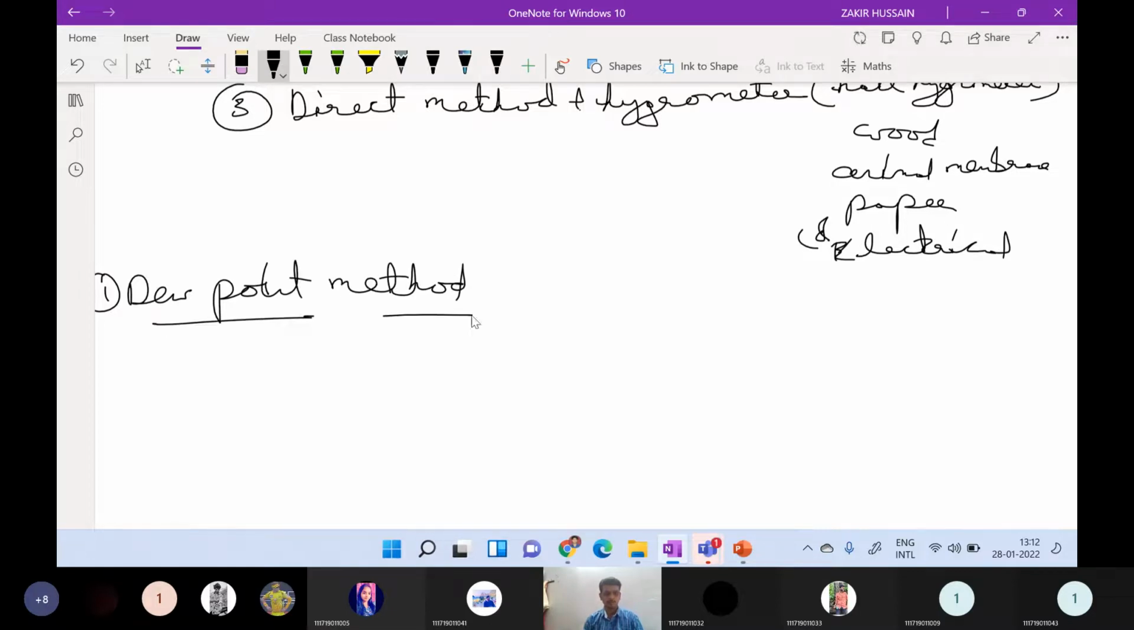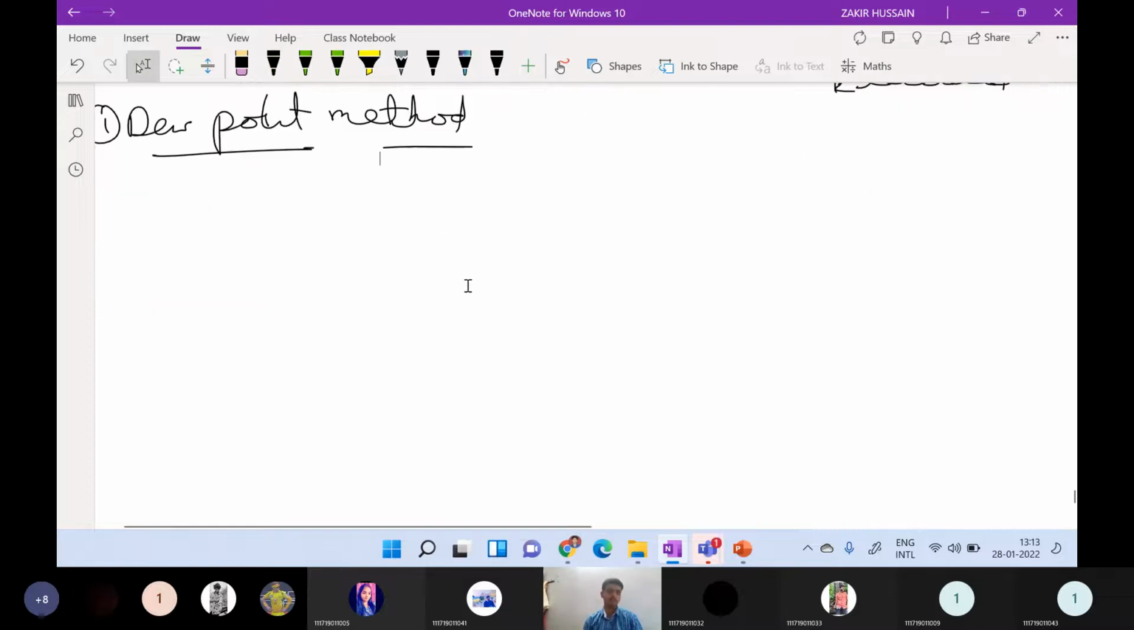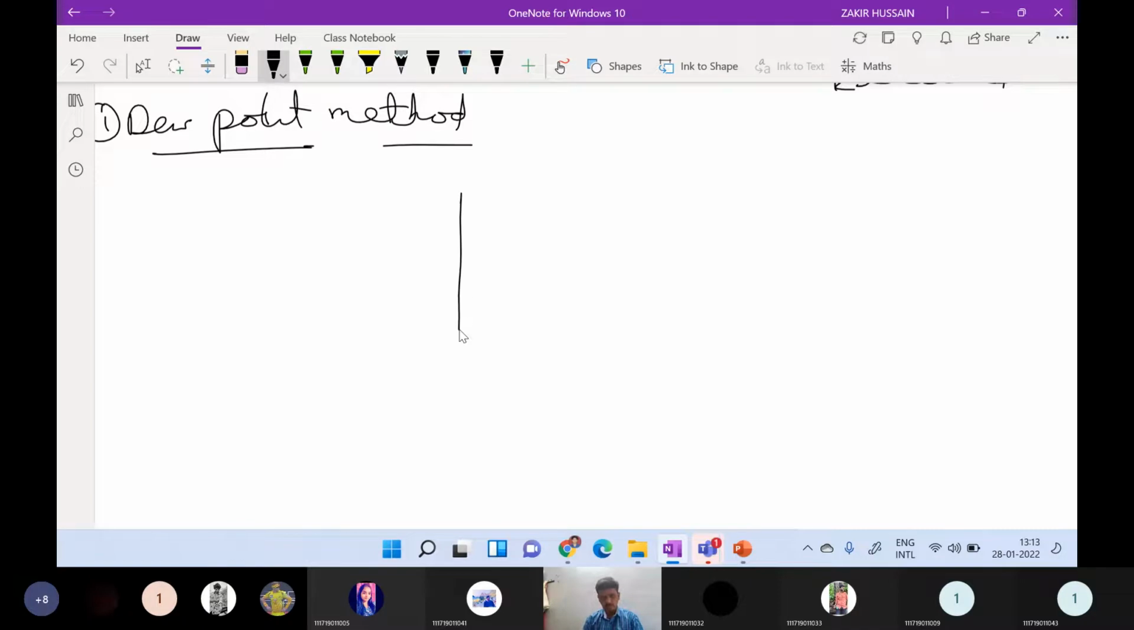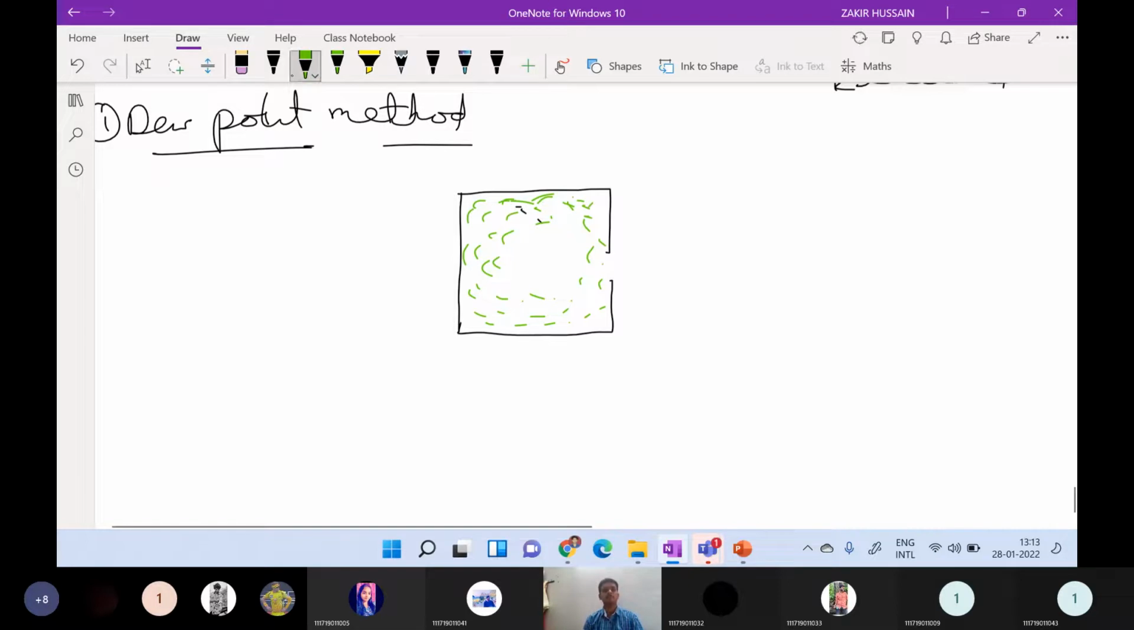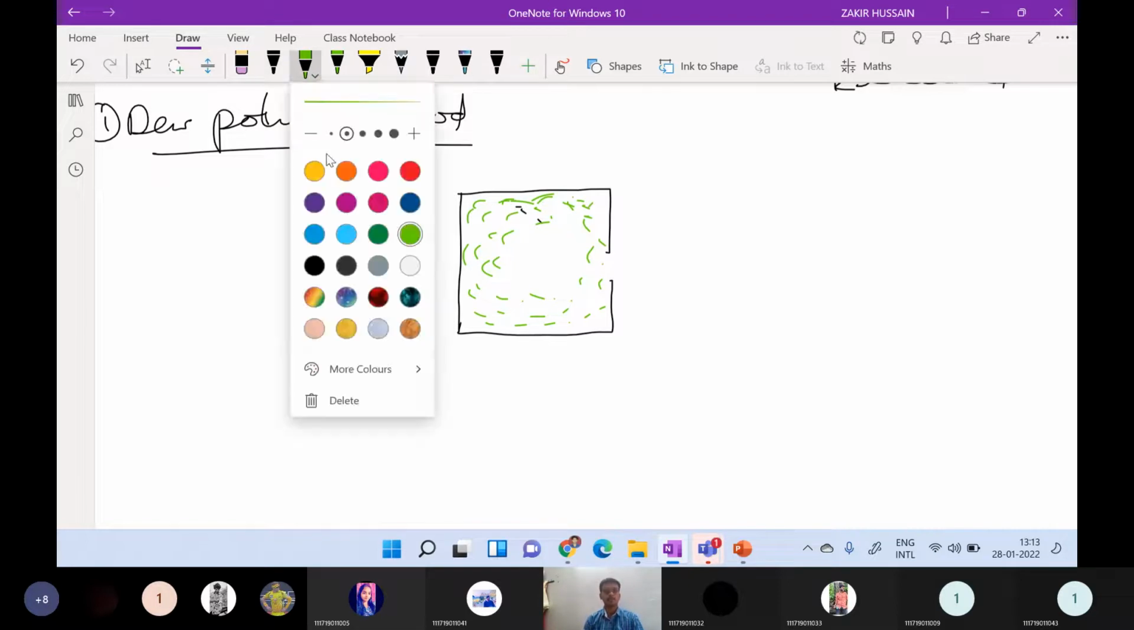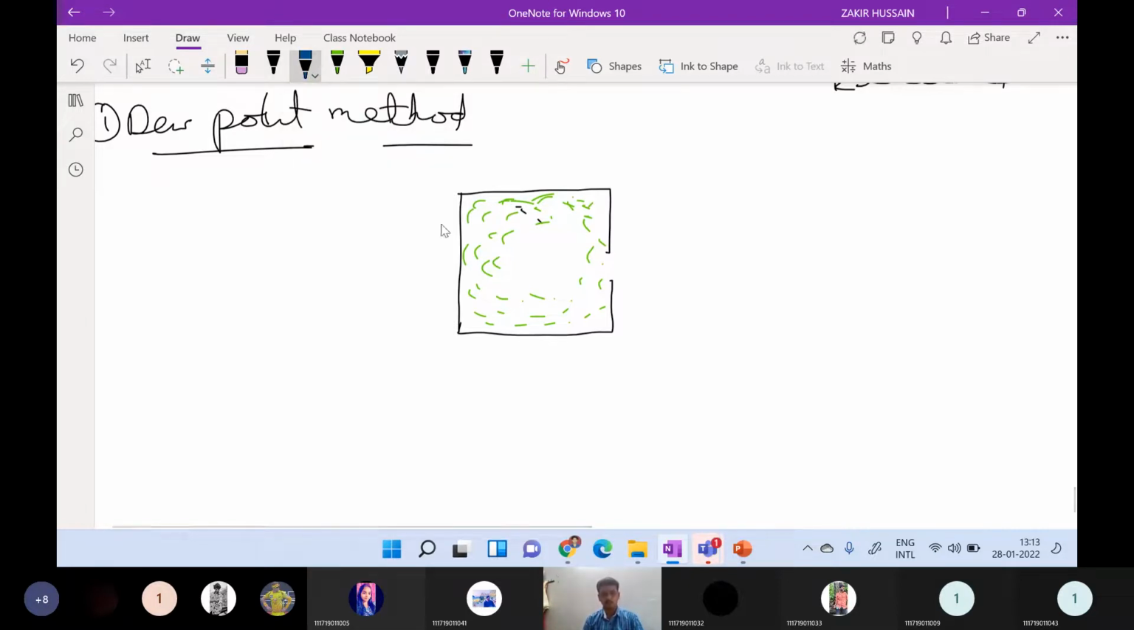So how do we measure moisture using the dew point method, that is, humidity using the dew point method? For example, if there is a vessel or some container, there is gas or air inside that particular container. This air is laden with moisture. The blue dots show the moisture associated with this particular air.